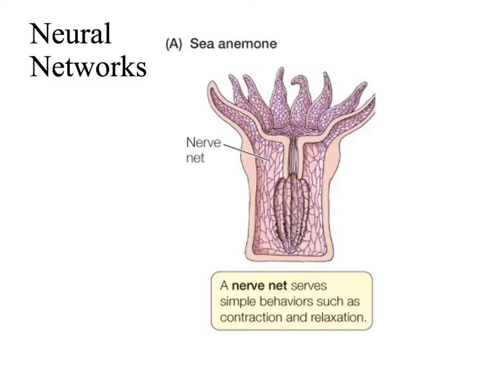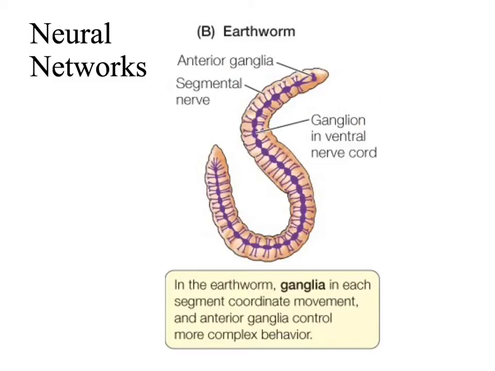And then you can get more and have actual ganglia, which is like a mini brain. An earthworm, for example, has an anterior ganglia, and they have ganglia in their ventral nerve cord. And so they have more than one ganglia and a whole bunch of nerves that run through the whole earthworm. So there are ganglia in each segment. You can see that in the picture. That coordinates movement, and the anterior ganglia controls more complex behavior.